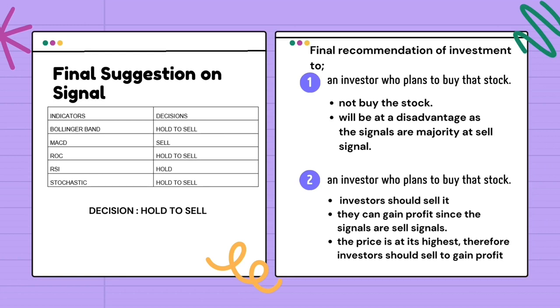Now let's move on to the final suggestion on signal. Overall, based on the analysis recommendations made from the 5 indicators that we use, the majority suggest the final suggestion is to hold to sell the stock, since most of the positions are near the sell signal. Final recommendation of investment: if an investor plans to buy that stock.